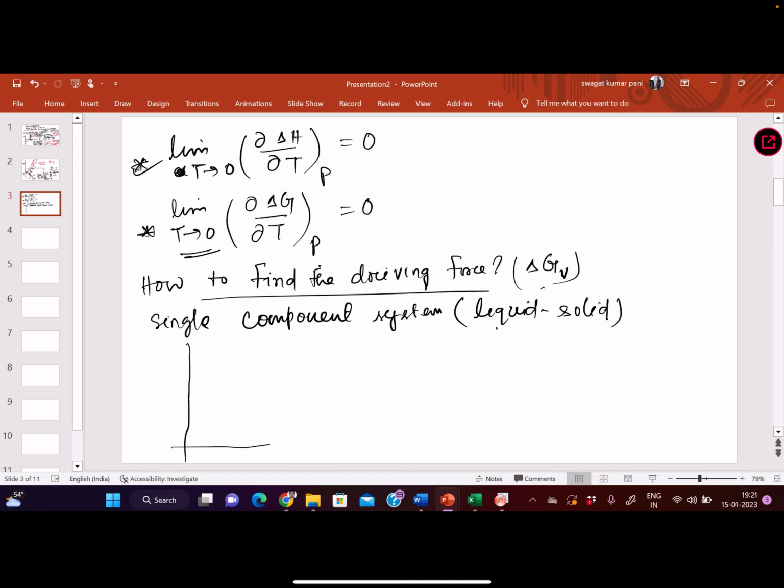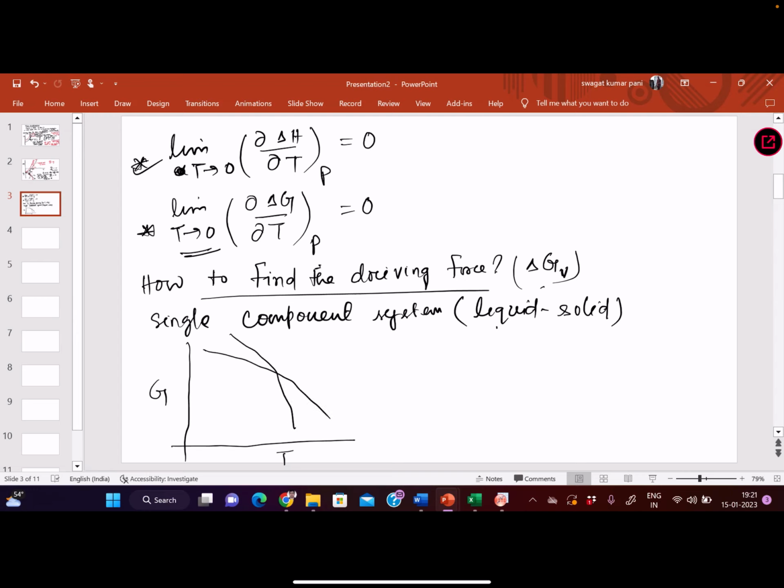So I'll draw that again. This is the free energy versus temperature curve. This is the melting point. So at any temperature, suppose at this temperature, this is the delta G V or the driving force, and we consider pressure equal to 1 atmosphere.